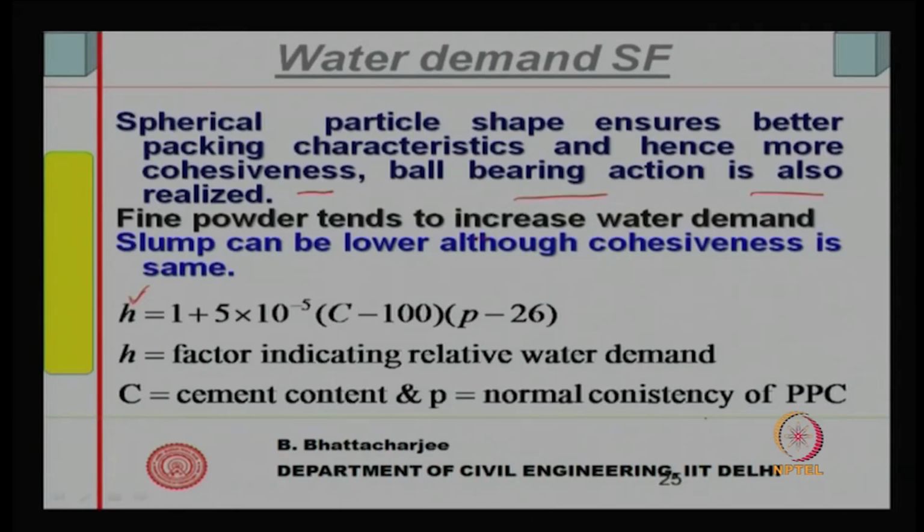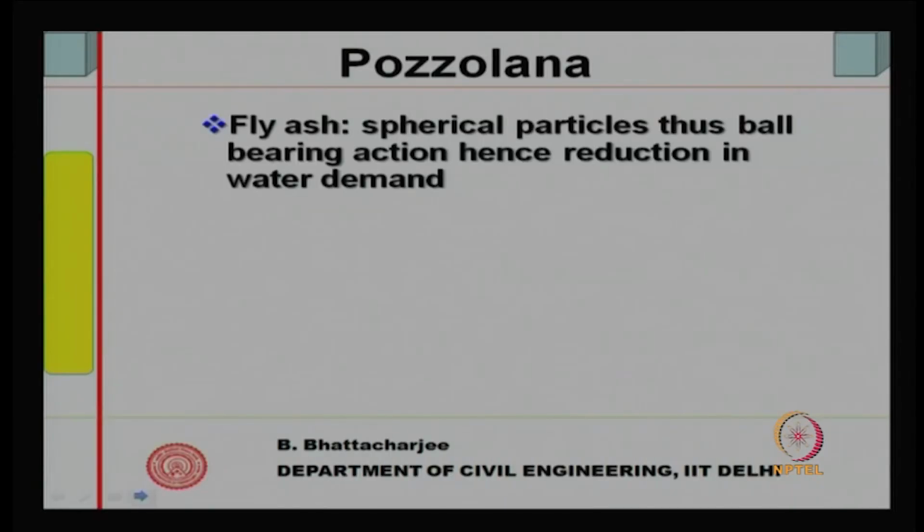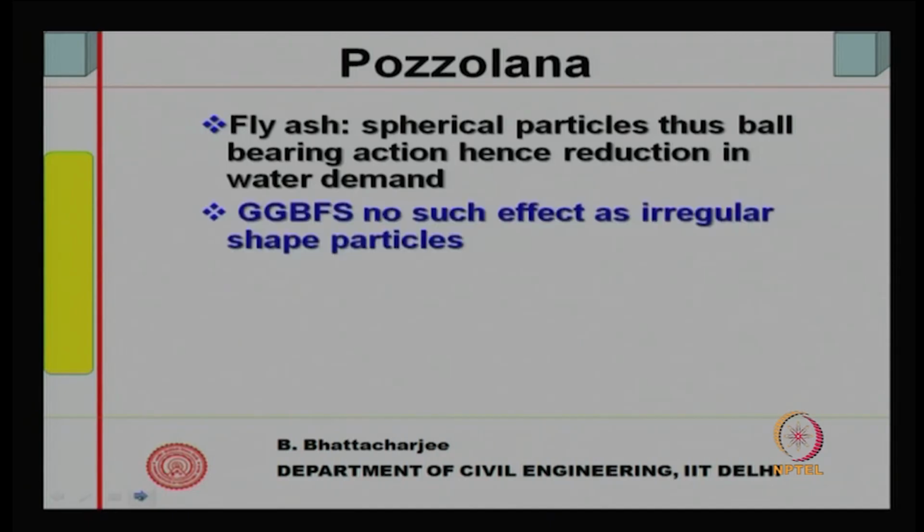So, the normal consistency of PPC minus 26, with H a factor indicating relative water demand. If the consistency is low, the water demand will reduce, as in the case of material like silica fume. Hence, reduction in water demand, that is what we have seen. GGBFS has no such effect, because it is irregular in shape.